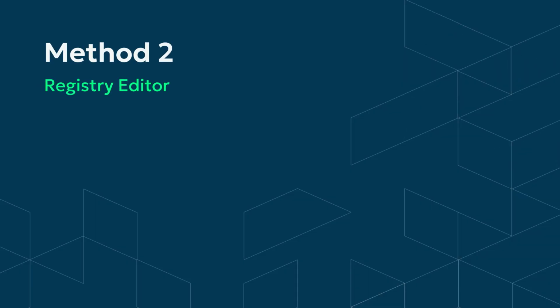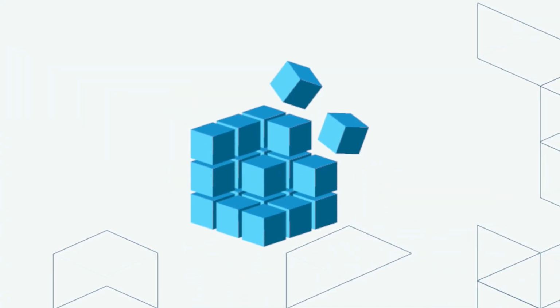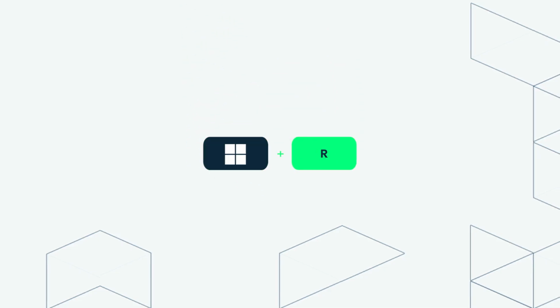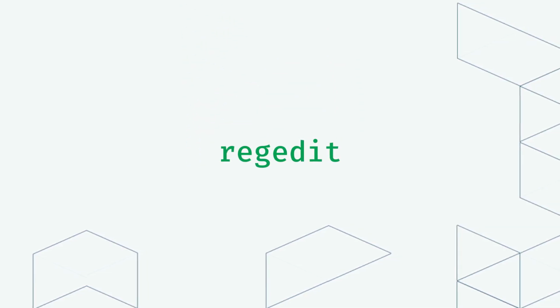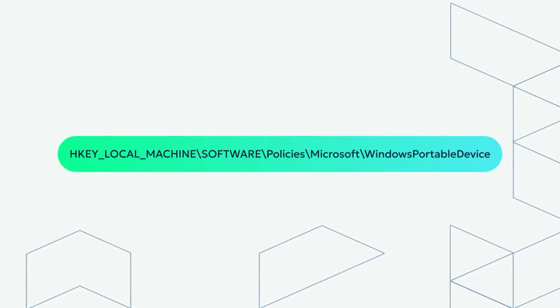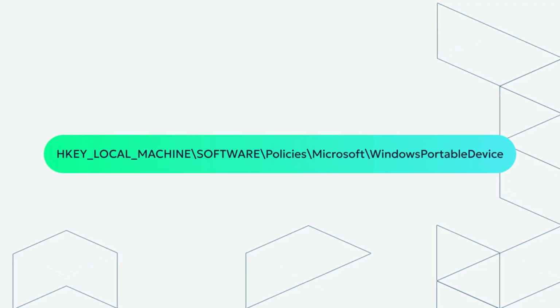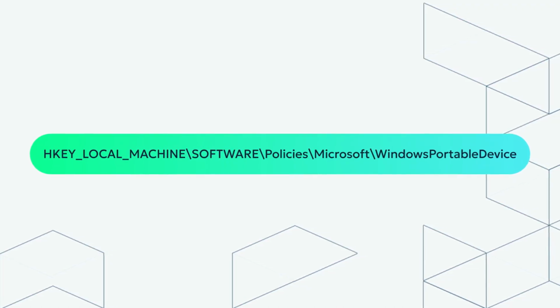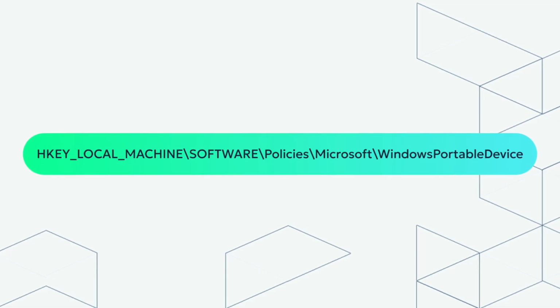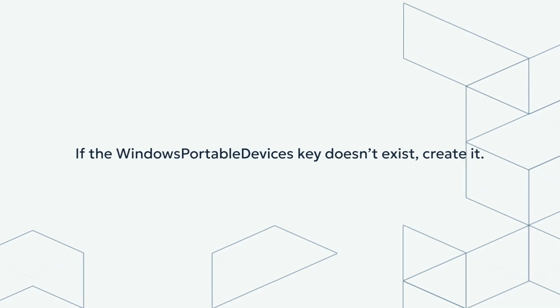Method 2. Registry Editor. Next, using the Registry Editor is effective for controlling file transfers and syncing. Start by pressing Windows+R, typing regedit, and hitting Enter. Go to this key: HKEY_LOCAL_MACHINE, Software, Policies, Microsoft, Windows Portable Devices. If the Windows Portable Devices key doesn't exist, create it.